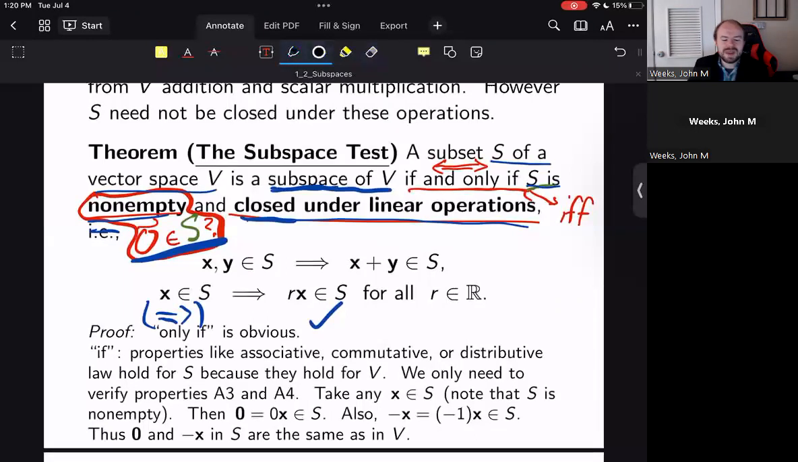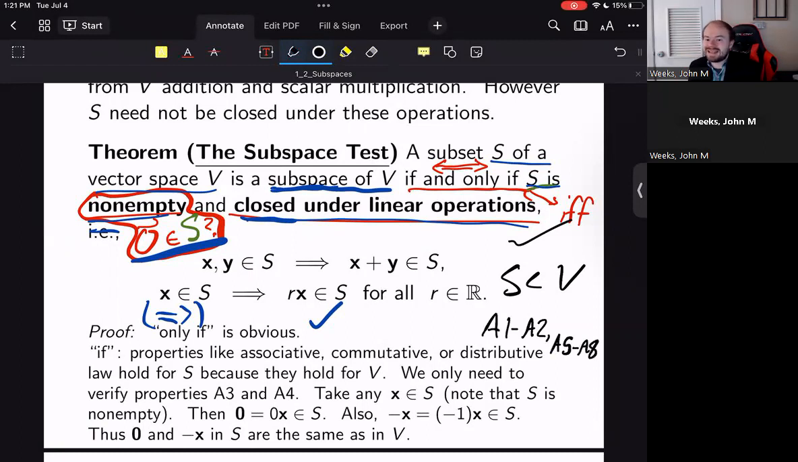A1 through A8 are the ones that we have to check because we already know that the set is non-empty. We don't necessarily know that zero is in there though, but we do know that it is closed under linear operations. That's the first thing that we have to check for a vector space, so we're already good to go there. We only need to show that it satisfies A1 through A8. Well, remember that S is a subset of V. V is itself a vector space, and because it has the same linear operations, most of the stuff is going to be there, okay? In fact, A1 and A2, A5 and A8 all come directly from the fact that S is a subset of V, which is itself a vector space.